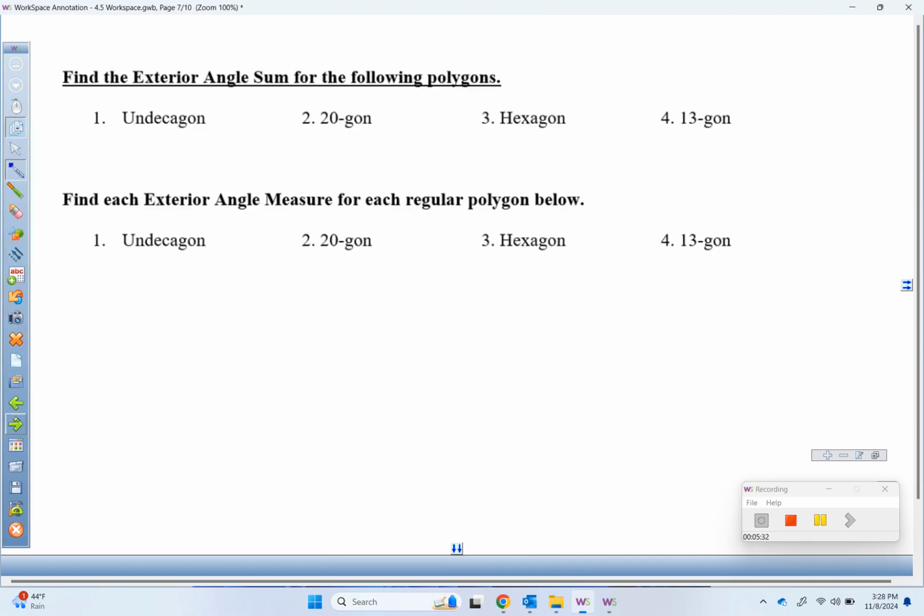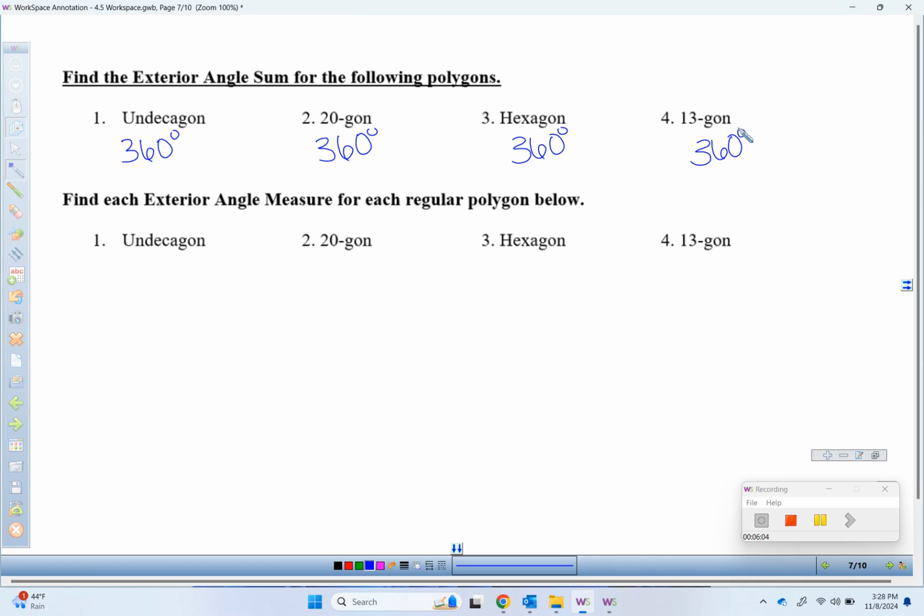Okay, so right here it says find the exterior angle sum for the following polygons. Based on what we just learned, every polygon's exterior angle sum is 360. So that is saying an undecagon, an 11-sided polygon, is 360. A 20-gon, 360. A hexagon, 360. A 13-gon, 360. Okay? So every polygon's exterior angles are 360 degrees.